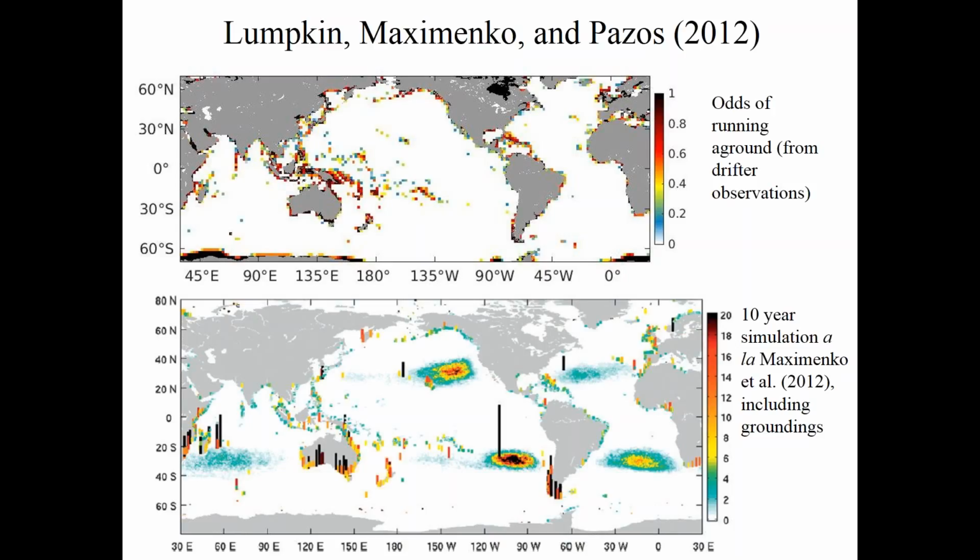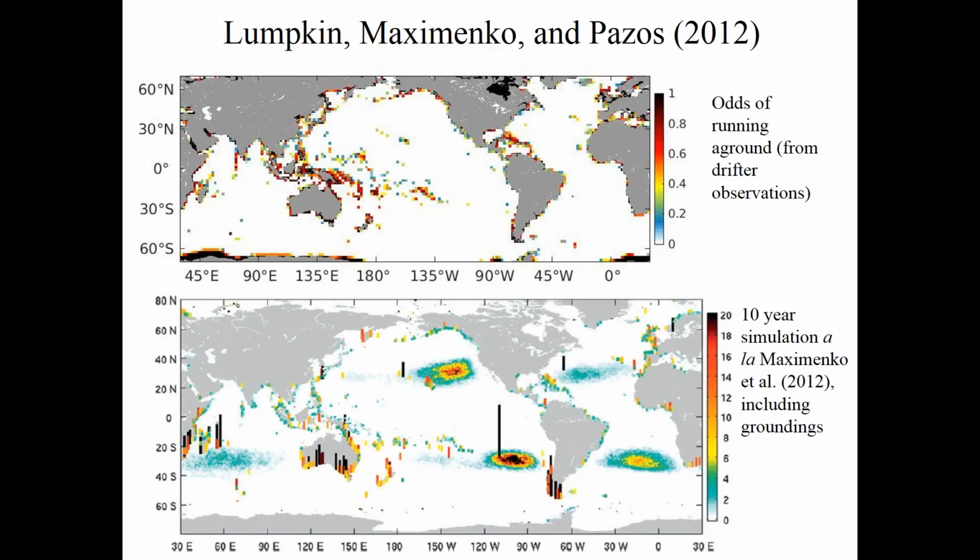So what we did in this study was to look at where drifters are running aground separately from the other causes of death, and then rerun the Maximenko et al. simulation, but only allowing for the running aground, which marine debris presumably can do. That way we can not have these deaths for other reasons, and we can see what regions are most likely to be exposed to marine debris running aground. And that's the vertical bars in this plot.